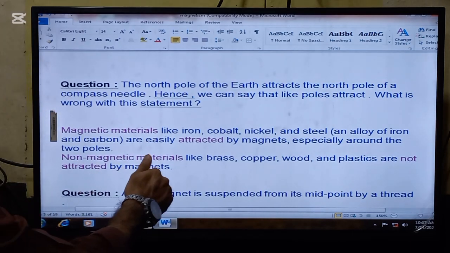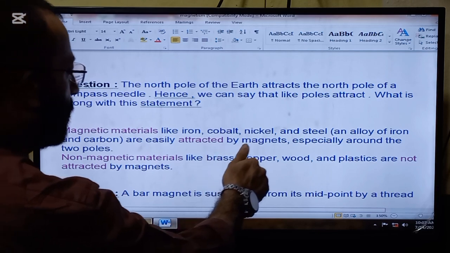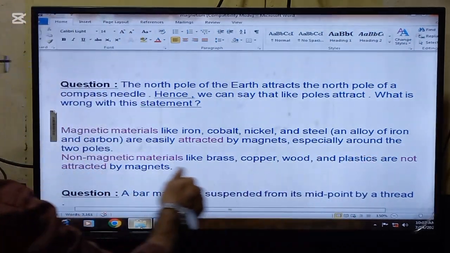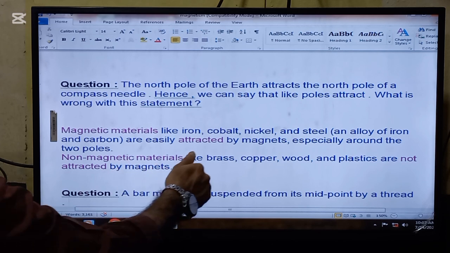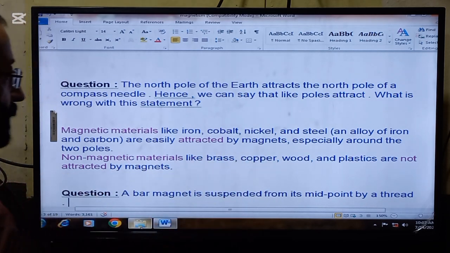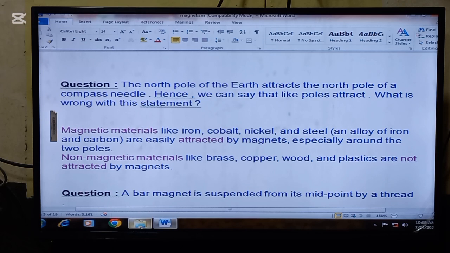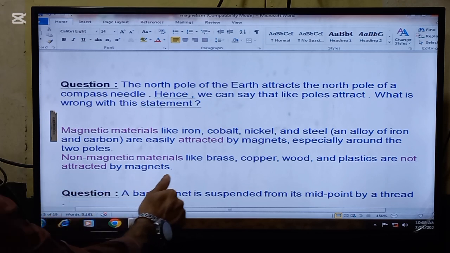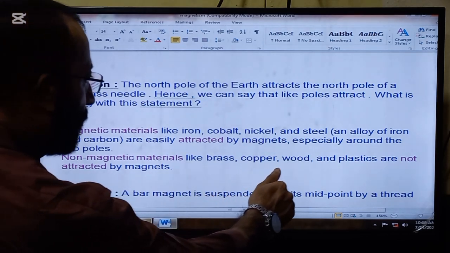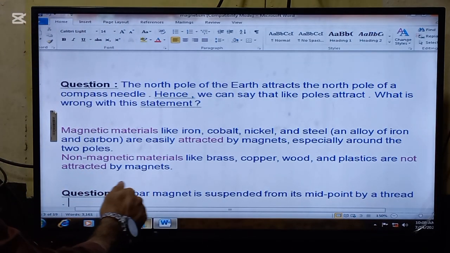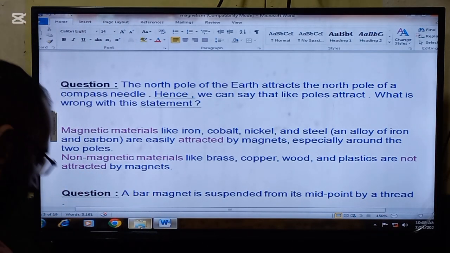Magnetic materials like iron, cobalt, nickel and steel, an alloy of iron and carbon, are easily attracted by magnets, especially around the two poles. Non-magnetic materials like brass, copper, wood and plastics are not attracted by magnets.